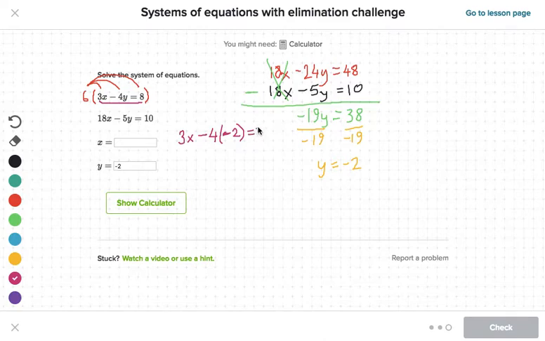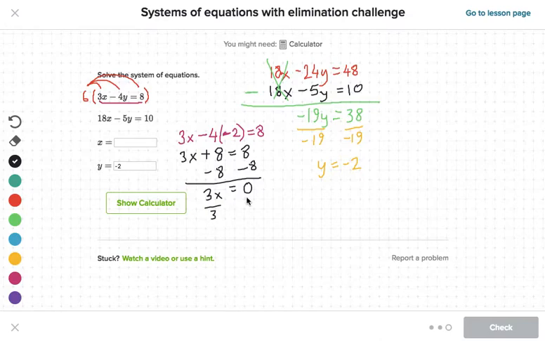And that's equal to 8. And let's solve that out. Okay, so that gives us 3x. -4 times -2 is +8. So 3x plus 8 equals 8. And you can see where we're going with this. We subtract 8 from both sides, we're going to get 0. And that gives us 3x equals 0. And therefore, x is equal to 0.